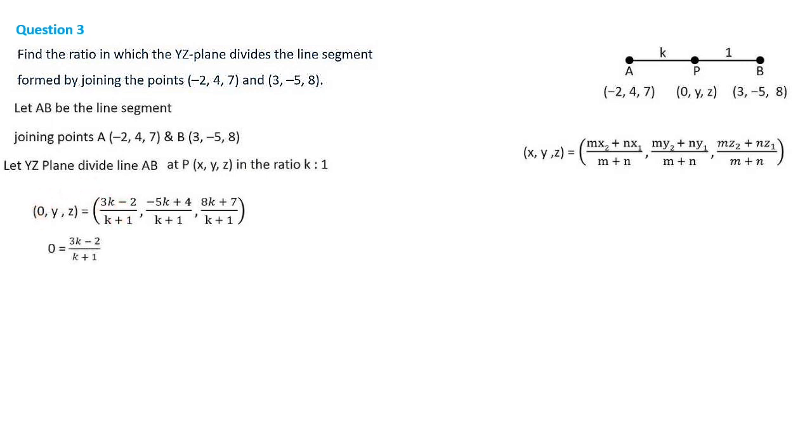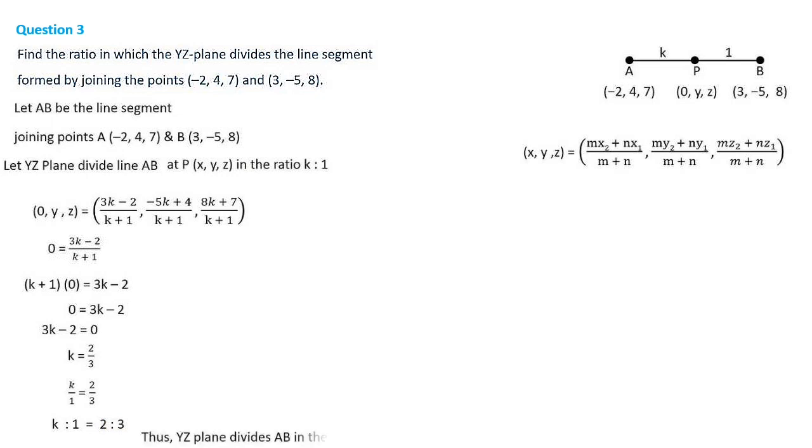That means 0 is equal to 3k minus 2 by k plus 1. Cross multiply it. k plus 1 into 0 is equal to 3k minus 2. That means 3k minus 2 is equal to 0. Then reverse it. From here, the minus 2 comes to the right side as plus 2. k is equal to 2 by 3. That means k by 1 is equal to 2 by 3. That is, k is to 1 is equal to 2 is to 3. So the required ratio is 2 is to 3.